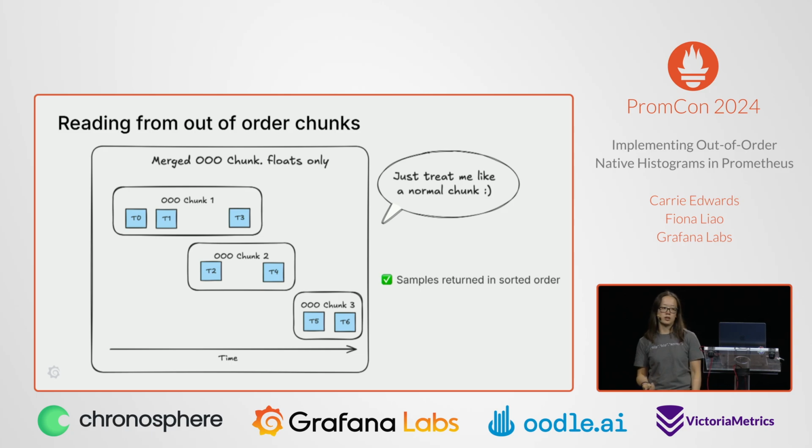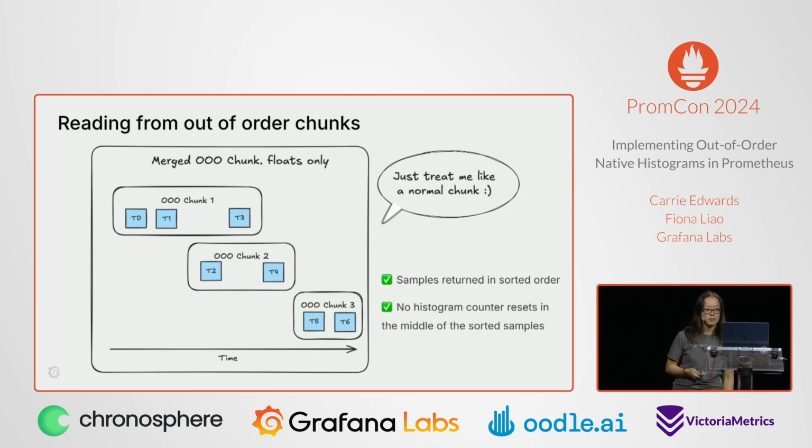So one requirement of a chunk that we've been through before is that samples should be ordered, and so the out-of-order merged chunk iterates through the internal chunks to always return samples ordered by timestamp. In this example, we get T0 from chunk 1, then T1, but then we switch to chunk 2 because the next sample is T2 from there, and then back to chunk 1, and so on.